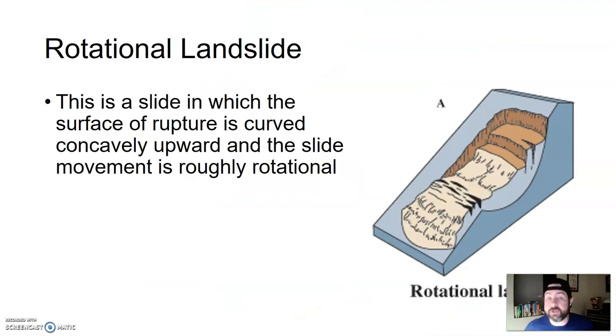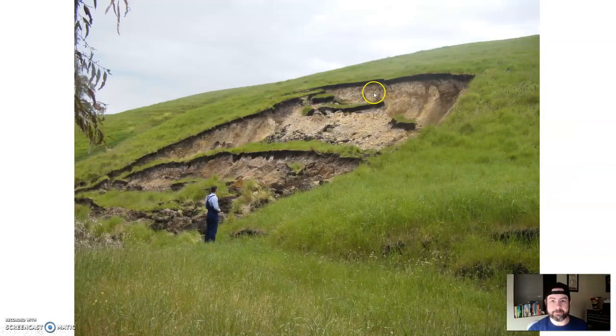First is a rotational landslide. A landslide is a specific type of mass wasting. A rotational landslide is when you have a rupture surface that's curved concavely, and the slide curves out before it flows down. So you get a curved bowl shape to it. That's a rotational landslide, and you can see that shape here in this little itty-bitty rotational landslide.